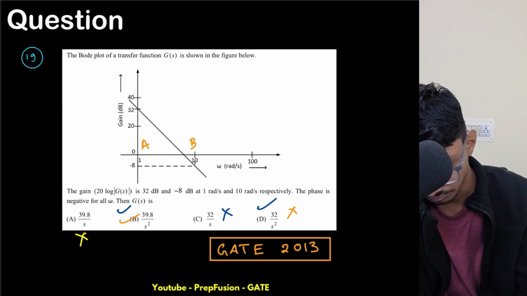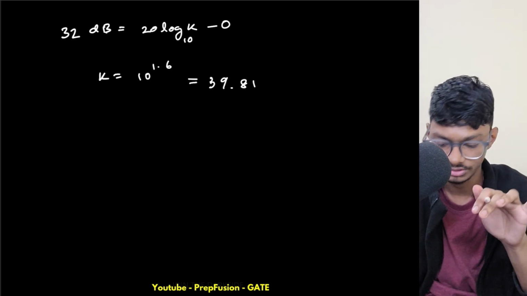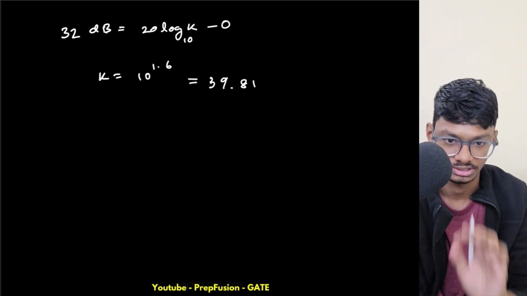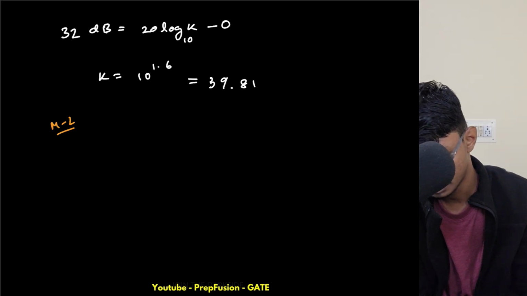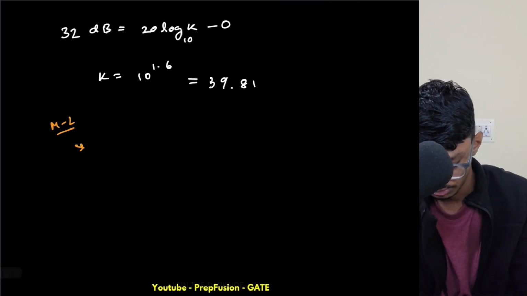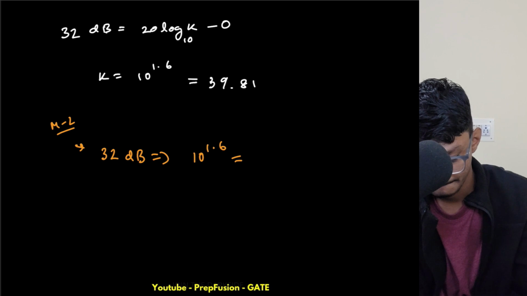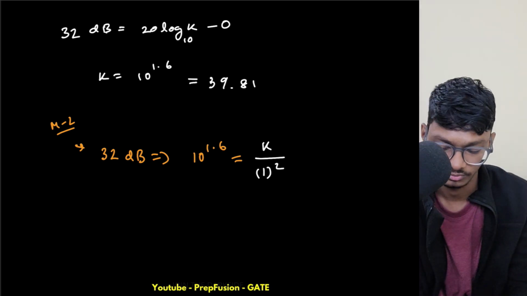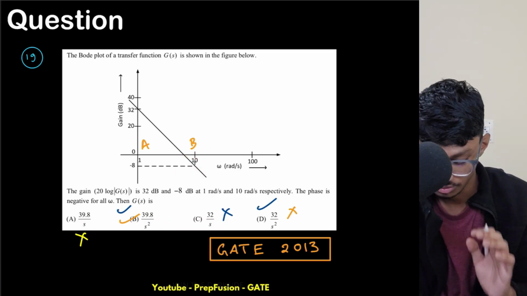From here you can find it, or if you don't want to find it from here, it's just the same thing. You simply convert 32 dB into absolute scale. So this is 10 raised to power 1.6. Now you equate this with K by 1 square, because at omega equals 1 you know the value. Or if you want, you can find the value of K from the other point also.